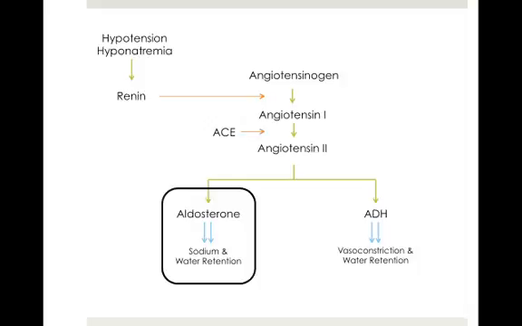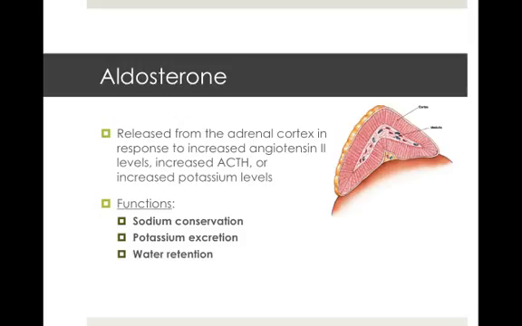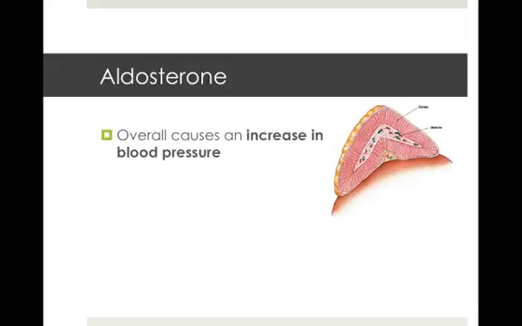We will then look at the actions of angiotensin 2, which lead to the final results of the renin-angiotensin-aldosterone system. We will start with the stimulation and action of aldosterone. Aldosterone is released from the adrenal cortex in response to increased angiotensin 2 levels, increased adrenocorticotropic hormone, which is ACTH, or increased potassium levels. Once released, it acts to conserve sodium, excrete potassium, and retain water by acting on the distal tubules and collecting ducts within the nephrons of the kidney. The overall result of aldosterone is an increase in blood pressure.